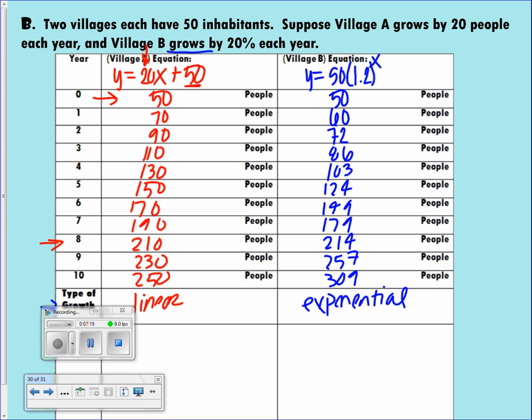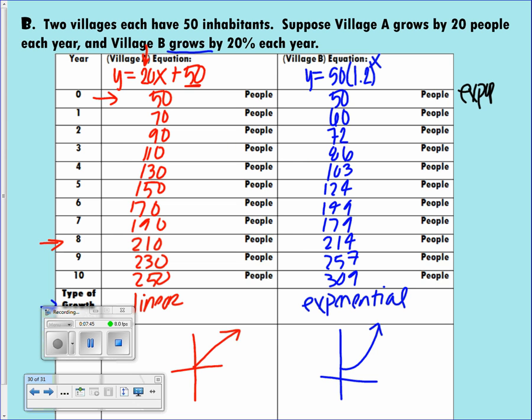So if you wanted to go ahead and give me a graph, linear would include this, and then exponential would include this. Now notice I only graphed it in the first quadrant because we're talking about a village here. So I should have a linear and an exponential growth, both only in the first quadrant. So then I can ask the question, which type of growth is more likely? Exponential is more likely.